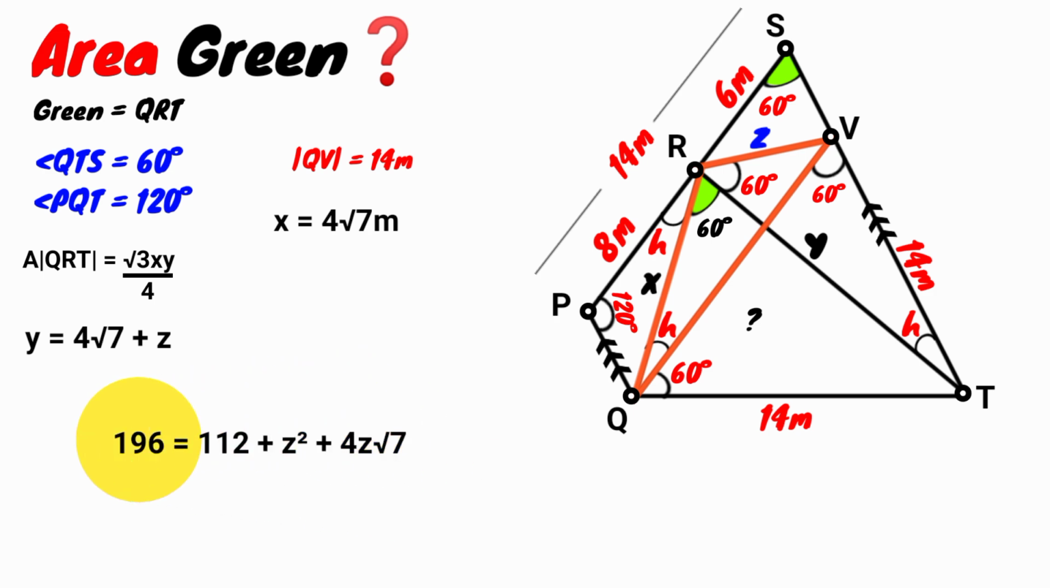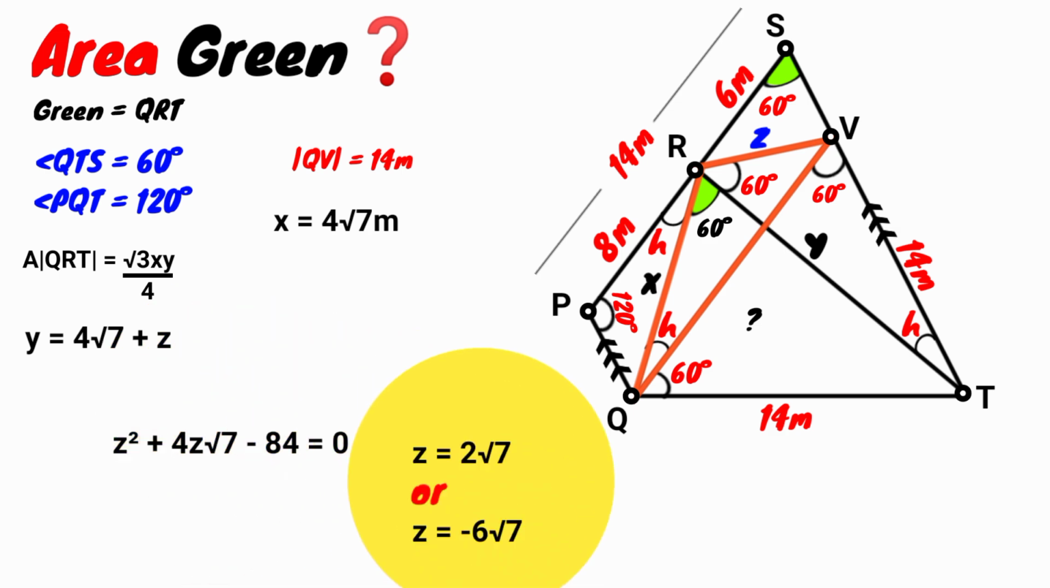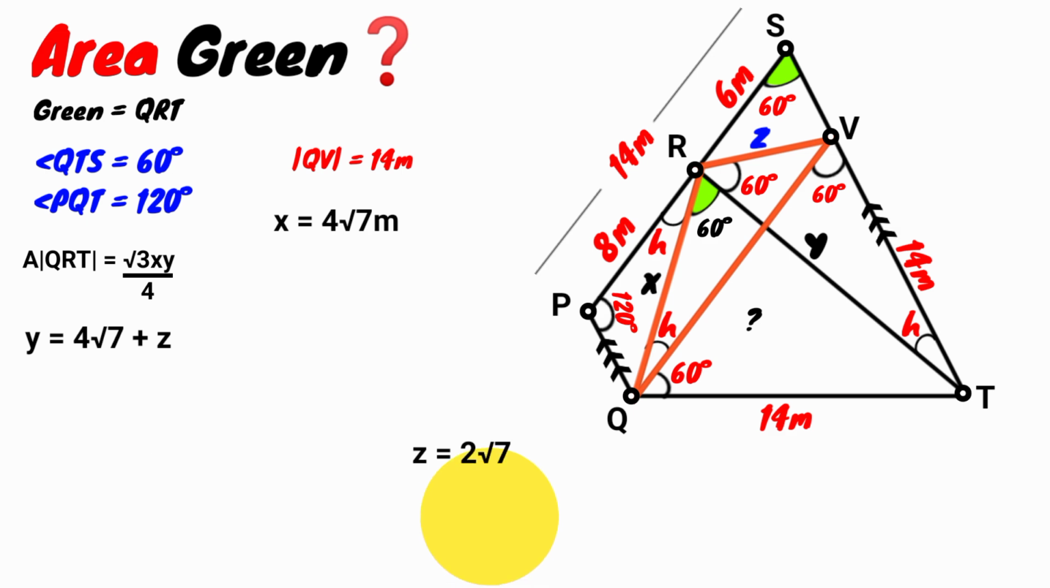Bring this 196 to the right. 112 minus 196 is minus 84. So z squared plus 4z root 7 minus 84 equal to 0. This is a quadratic equation. If you solve using the quadratic equation formula, you'll get z equal to 2 root 7 or z equal to minus 6 root 7. This is negative, hence it can't be the value of z.